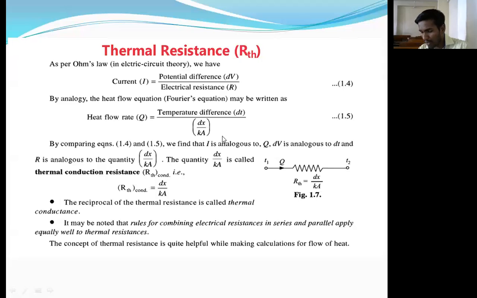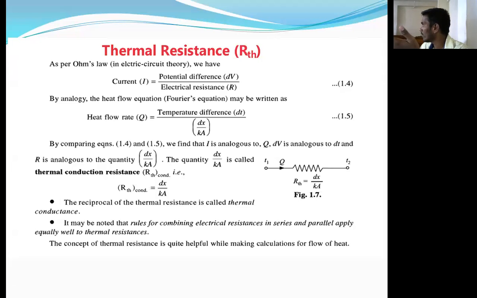Okay, so on what basis have we discussed this thermal resistance? We have two systems, one is an electrical system and another one is a heat transfer system. So what is the law related to the electrical system? Ohm's law. So what is the equation of Ohm's law? I is equal to dV by R.